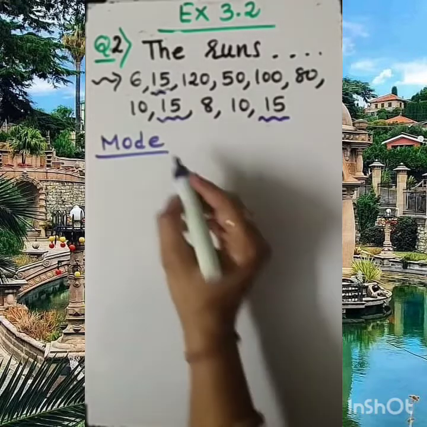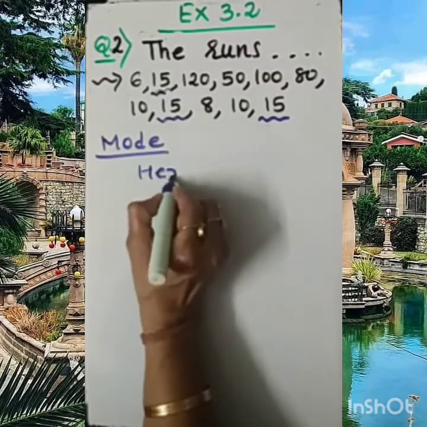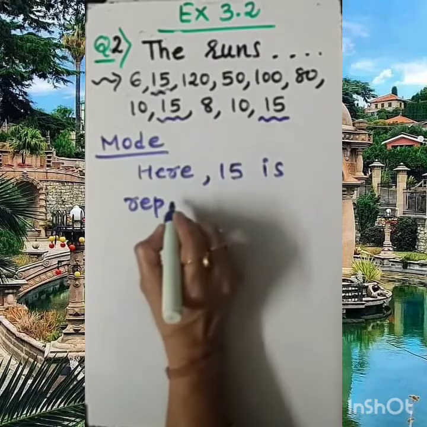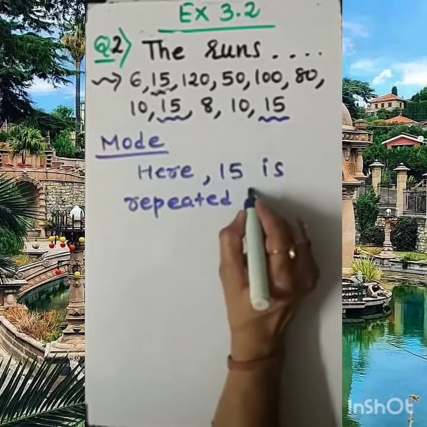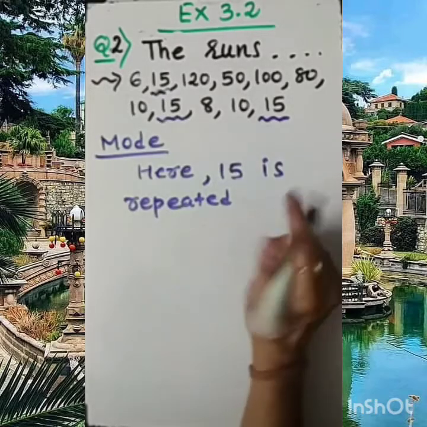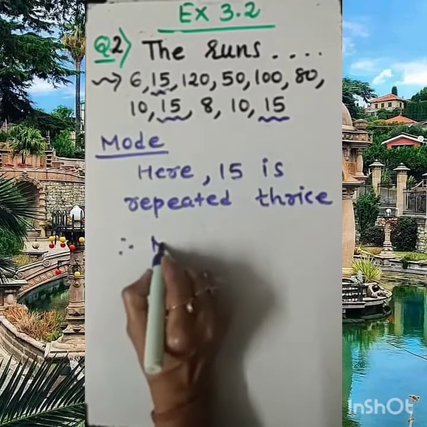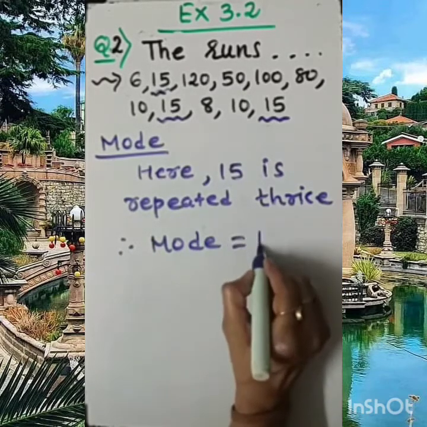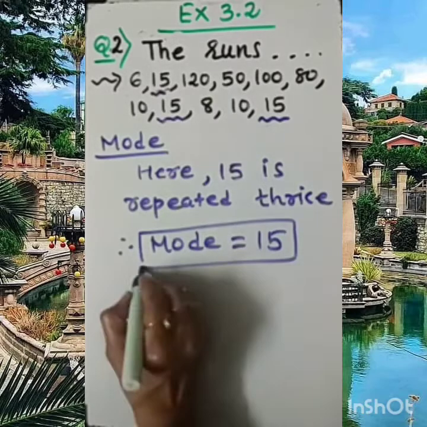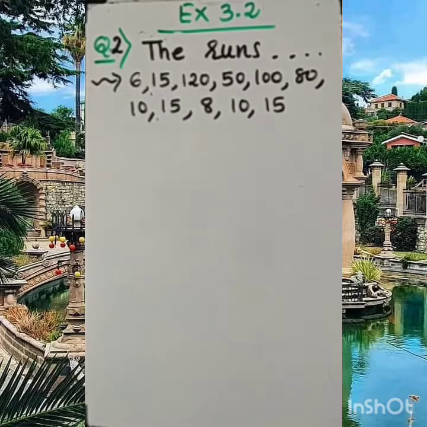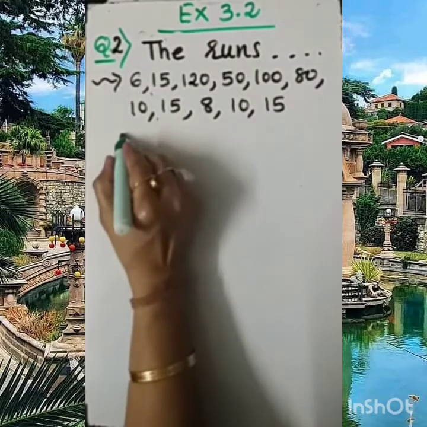So here what we have to write? Here we need to mention, here 15 is repeated 3 times, or you can use the word thrice. That's why mode of the given data is 15. This is the second answer which we were asked to find. This is mode. Now let's work out on the median. So be ready. Now we will find the median of the given data.